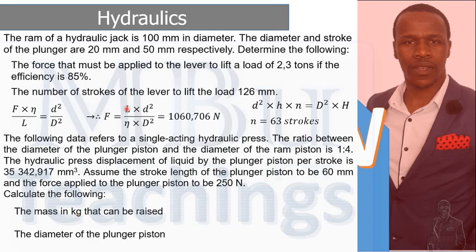So we do not have L. Then how can we get L? Obviously we will come back to this formula again to get L, but this time we will just ignore the efficiency because there is no efficiency. That's the formula. We have F 250, we have small letter d squared. Okay, remember we said that capital letter D is equal to 4 times small letter d.